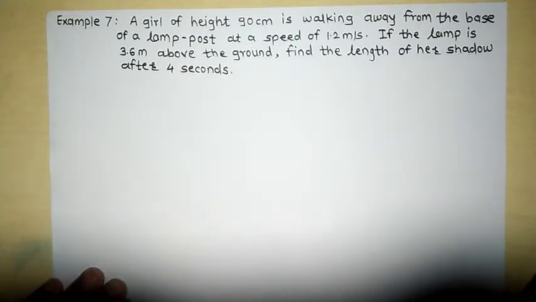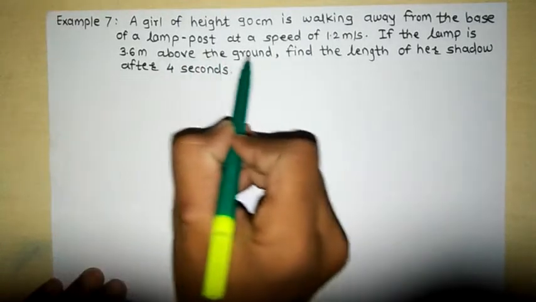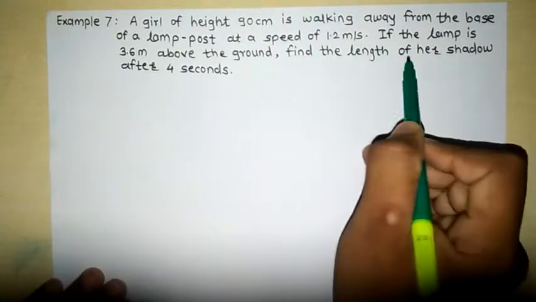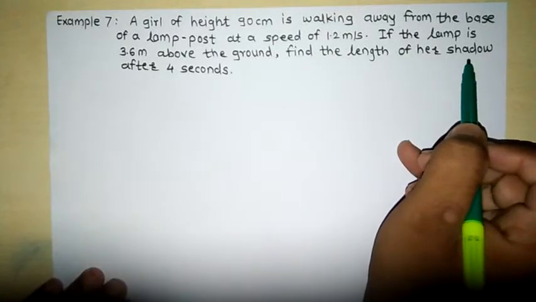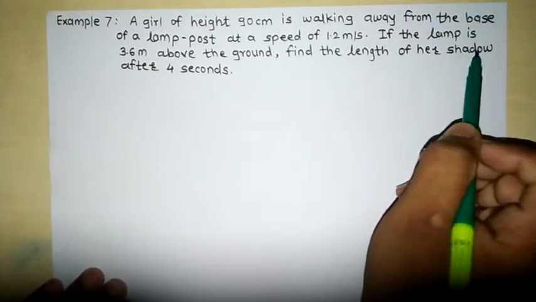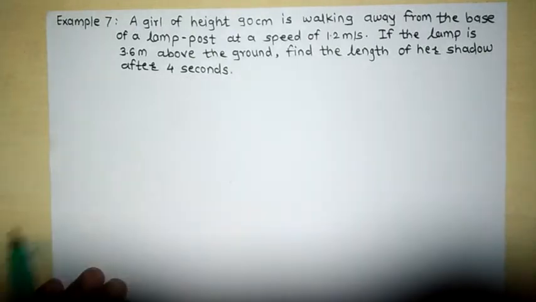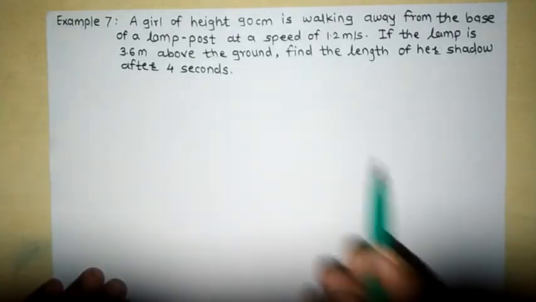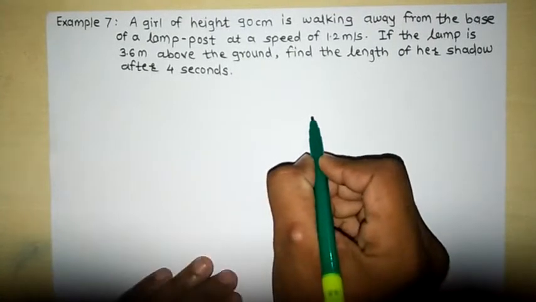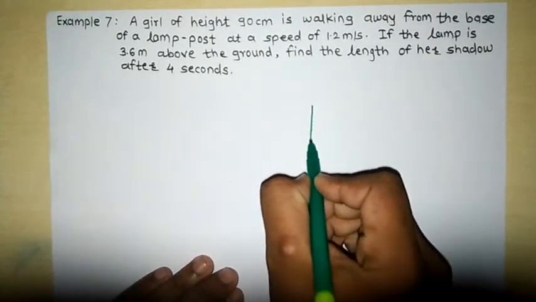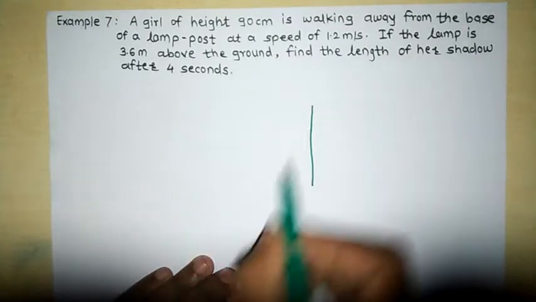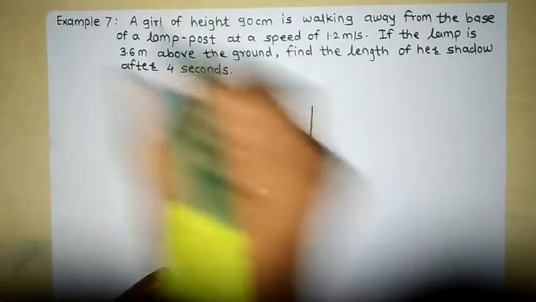If the lamp is 3.6 meter above the ground, then find the length of her shadow. Find the length of her shadow means that girl's shadow after 4 seconds. After 4 seconds, how much shadow does the girl have? That we have to find here. Let us see. First I will consider a lamp post. Let us consider this is a lamp post AB.